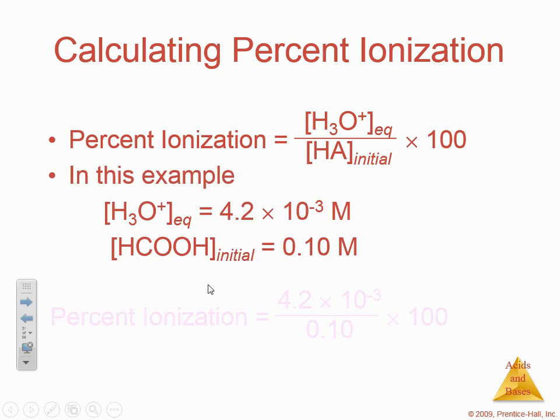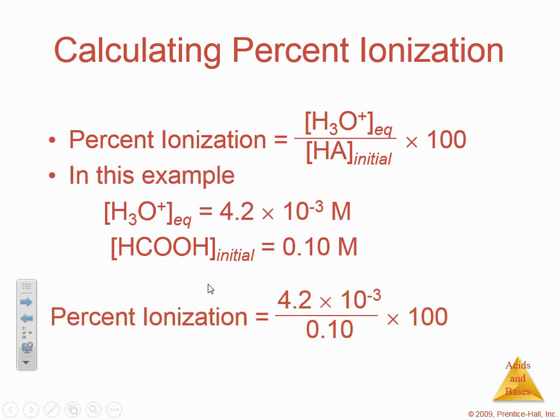So in this example, it tells us that our H3O concentration was 4.2 times 10 to the negative 3rd. Our initial concentration was 0.1. We're going to divide the two, multiply by 100, and that tells us that the percent ionization in this acid was 4.2%.